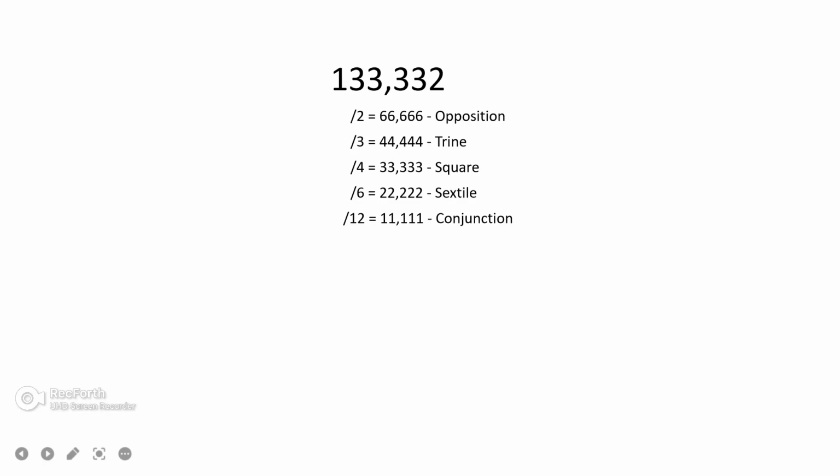Well, I didn't do too much other than start dividing it. And I decided just to divide it in two. And then I got 66,666. And I was like, huh, that's strange. Divided it by 3, by 4, and not by 5, but by 6, because by this time I was thinking, well, I'm just using polygonal aspects. And so I likened it to dividing by 2, the opposition, dividing by 3, the trine, dividing by 4, the square, dividing by 6, the sextile, and of course dividing by 12, the conjunction.